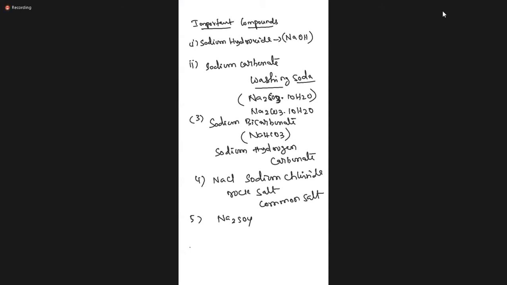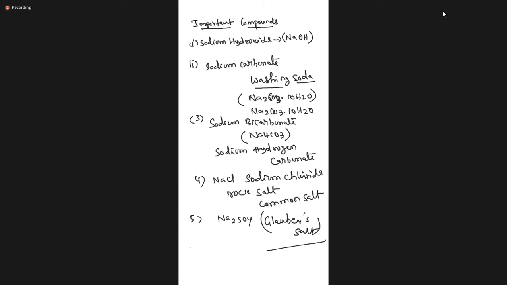Sodium sulfate, Na2SO4, is called Glauber salt. These five compounds, we just need to discuss preparation and uses. That's it. No need to learn chemical properties like that. Preparation part, and we need to discuss uses part. One by one, can I discuss, please? Can I discuss? Yes, sir.